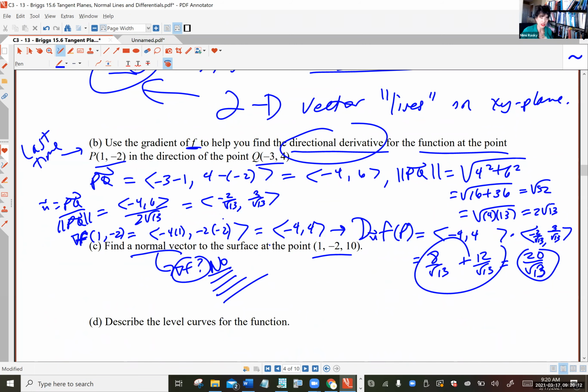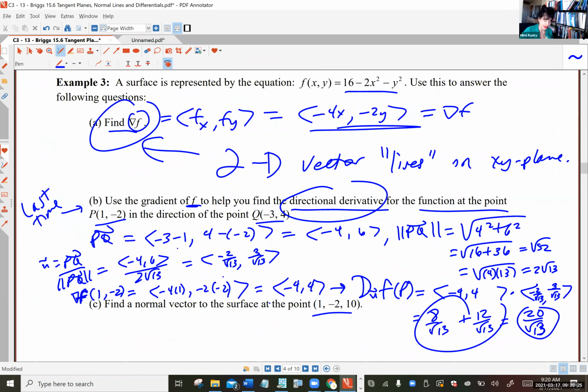So a normal vector to the surface would obviously not be flat there in the xy plane. So no, you don't want to use little del f. Well, what the heck are we going to have to do? We're going to have to do some work. So watch closely so you can make this connection.